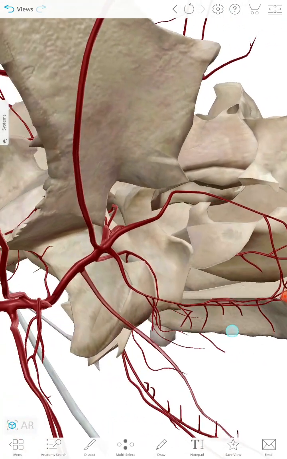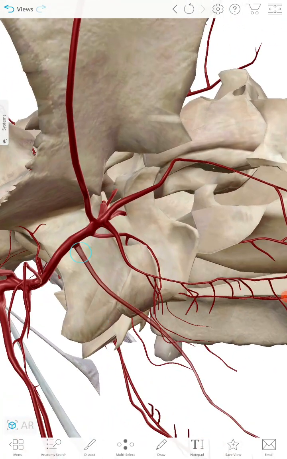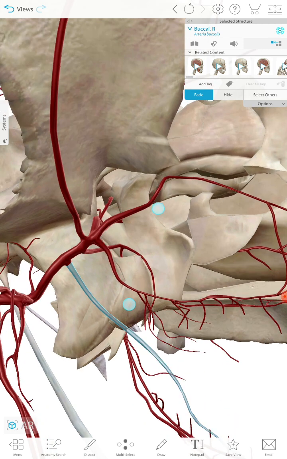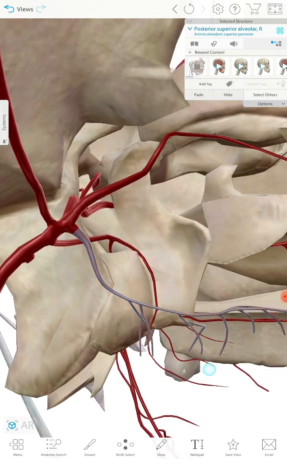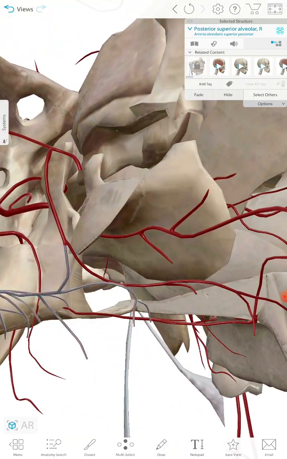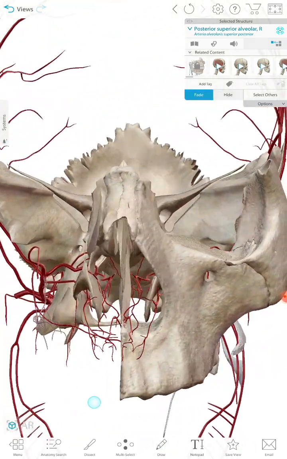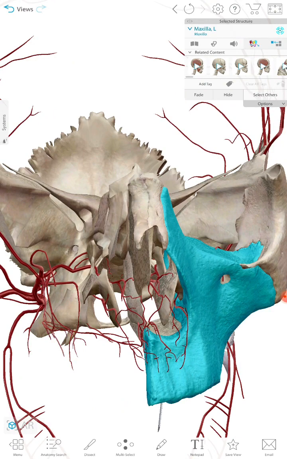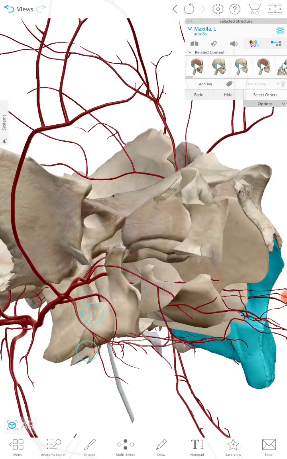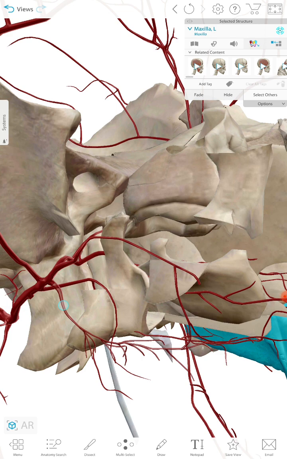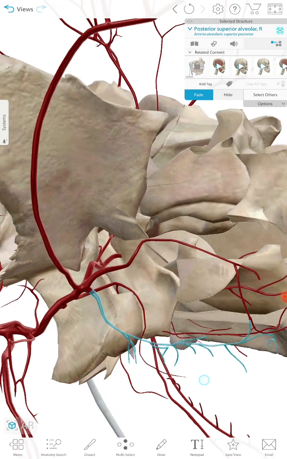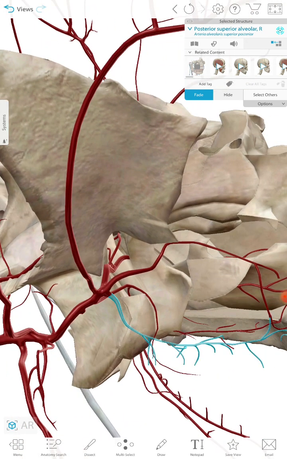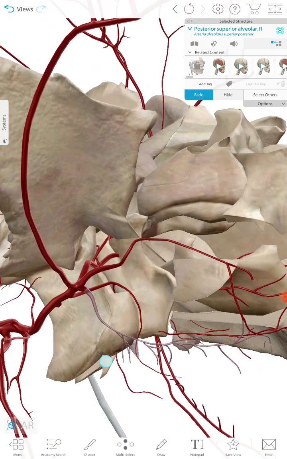So first of all we can see this branch. First is this branch, which is the posterior superior alveolar artery. So we can see that this is the maxilla, and the posterior superior alveolar artery is this. Here on this side the maxilla has been removed, but if maxilla would have been there, then we could have seen this artery entering the maxilla.